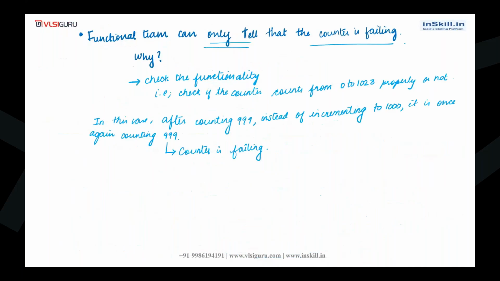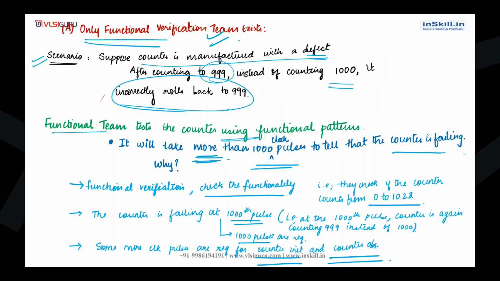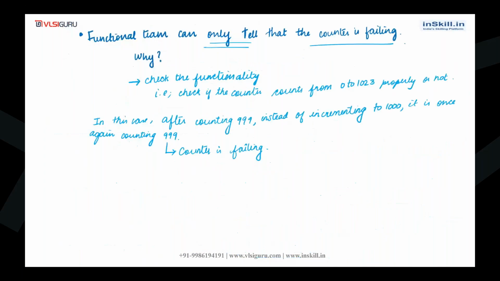So that's why ultimately we can say that the functional verification team requires more than 1000 clock pulses to tell that the counter is failed. And the functional verification team can only tell that the counter is failed, because they will be checking the functionality. In this case, they will check whether the counter properly counts from 0 to 1023 or not. In our case, after counting 999, instead of counting 1000, it is once again counting 999. So the counter is failed. That's it. The functional verification team can only tell that the counter is failed.